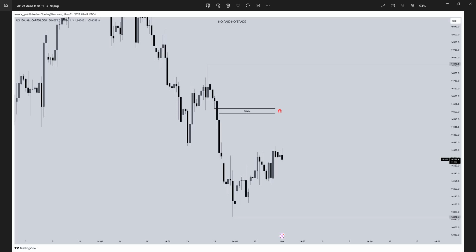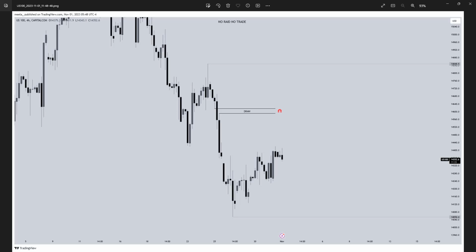Okay, so for this video we're just gonna dive into the ICT 2022 model, and just look at how we could have capitalized on a trade using that model. So the screenshot you're looking at is Nasdaq on the 4-hour time frame.